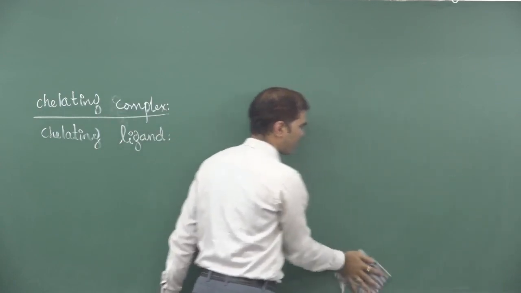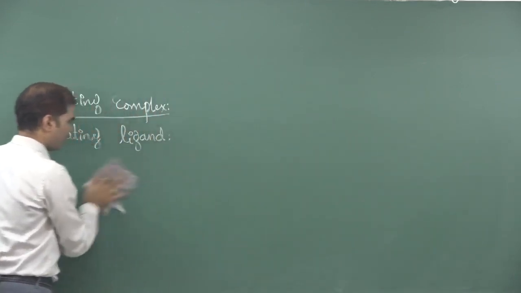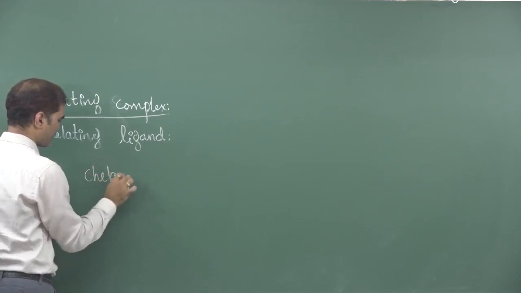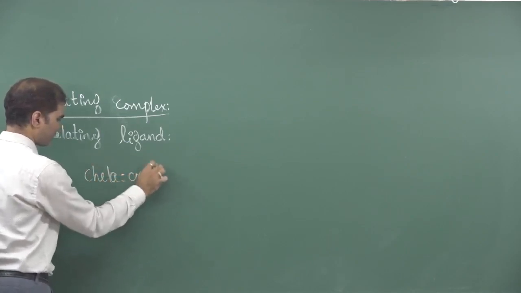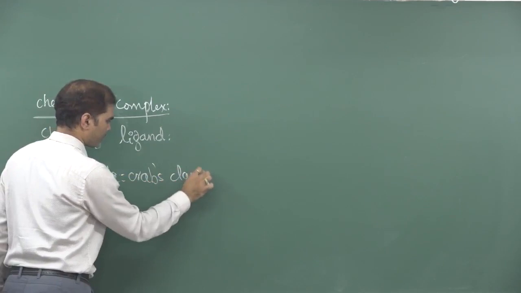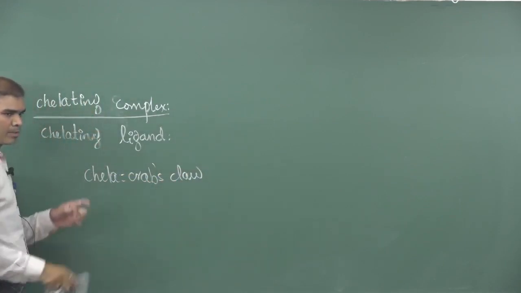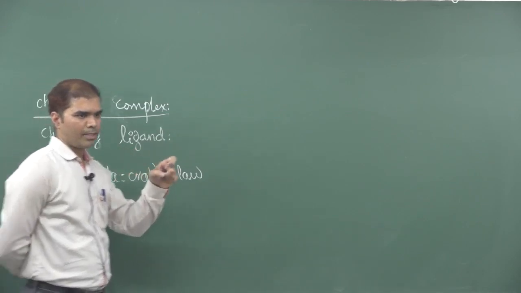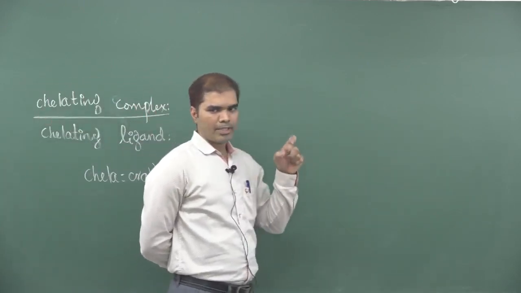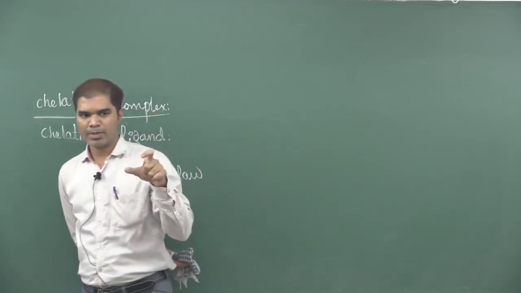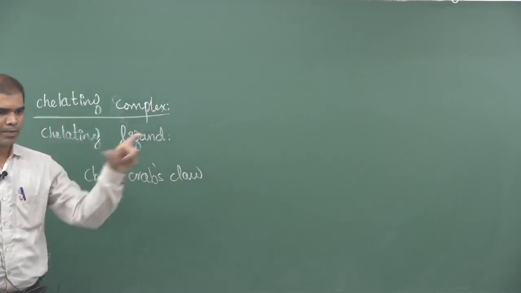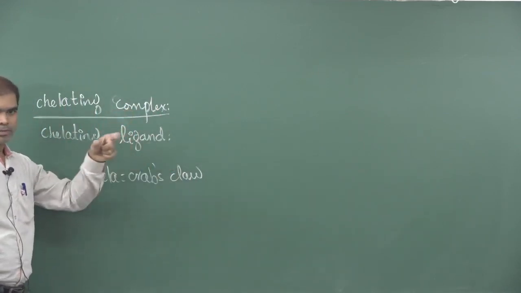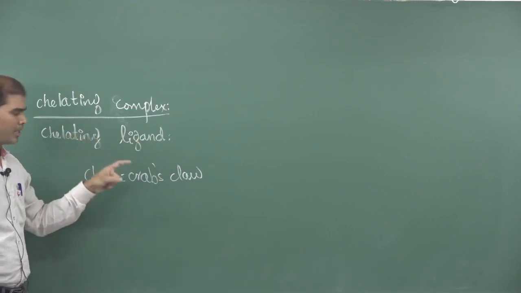In classification, we have already seen some ligands which are acyclic. Chela means crab's claw. Just as a crab will have its claw and it can easily catch its prey, likewise these are the ligands which are just like a crab's claw. Whenever a metal comes, it will go and bind with the metal, just as a crab puts its prey into its claw.